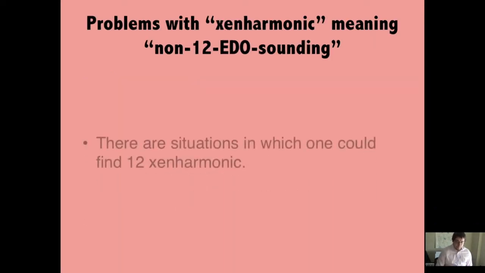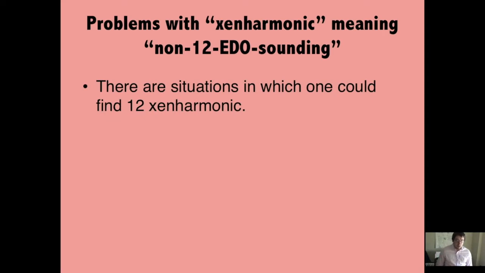Here's why. Well, there are situations in which one could find 12 EDO Xenharmonic. This is a viewpoint that genuinely surprised me at first when I got into the microtonal community. Sometimes people who would immerse themselves in another tuning system, such as 22 EDO, and then go back to 12 EDO, they return to find 12 Xenharmonic again. Now, this would certainly cause the definition of Xenharmonics to break down if true, wouldn't it? Or maybe it's just really pliable. Couldn't any tuning system be Xenharmonic under this line of thinking? Yes, and it works with the slightly modified definition that I'm about to propose here.